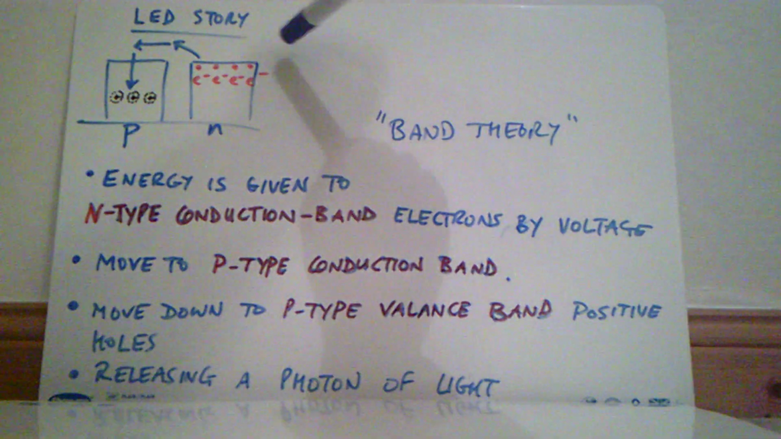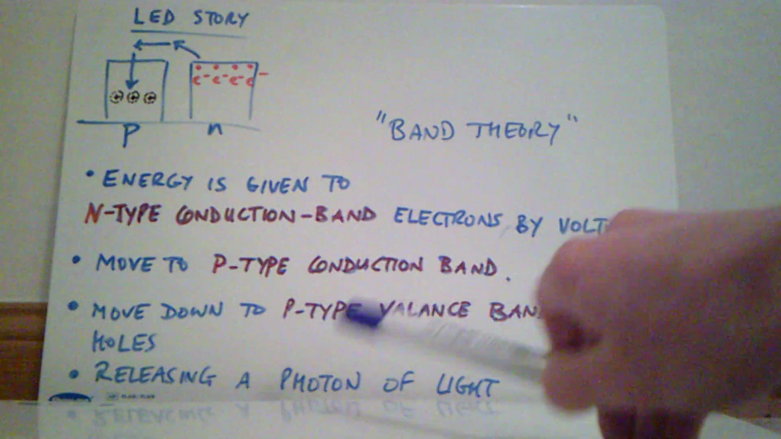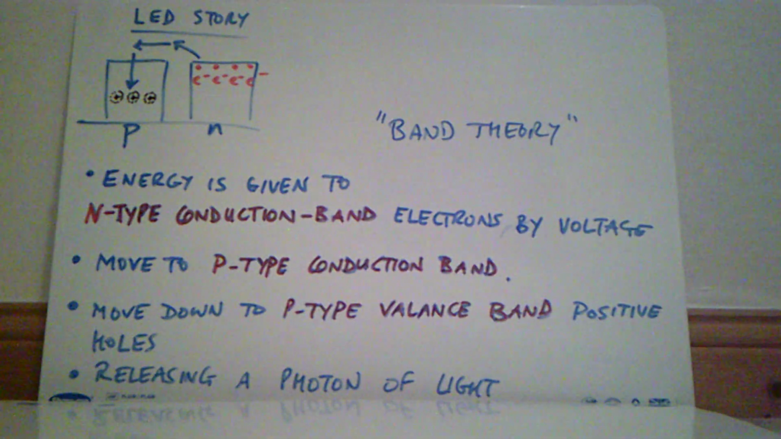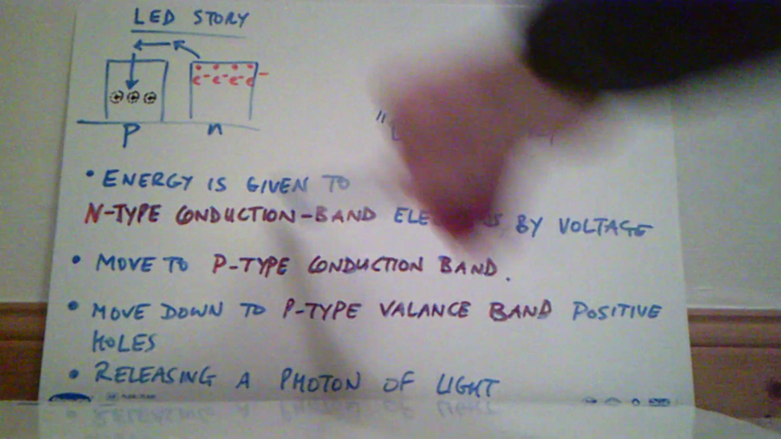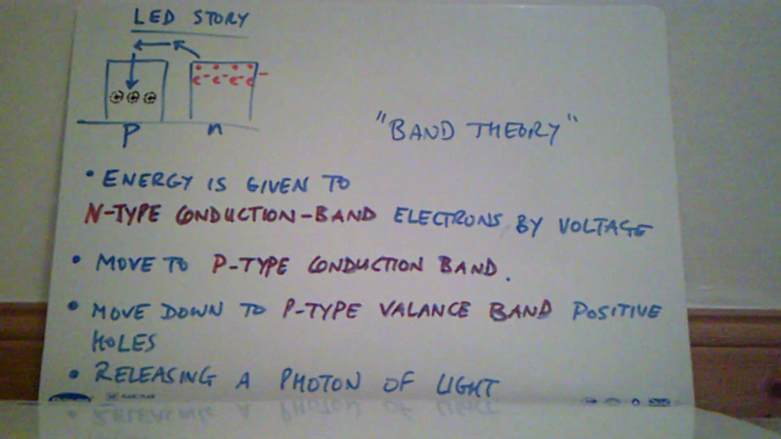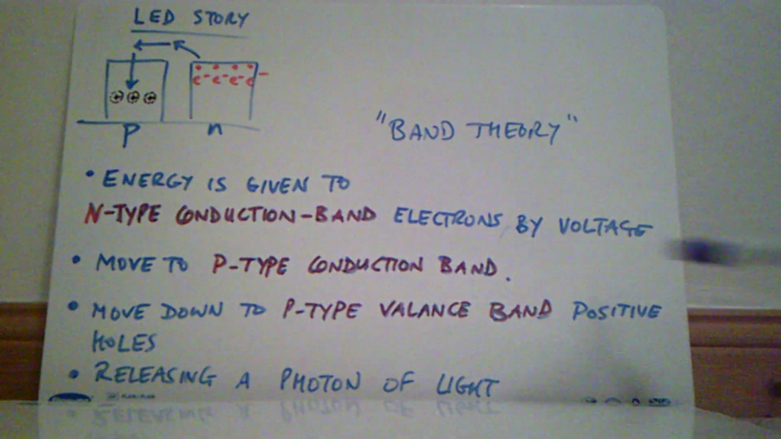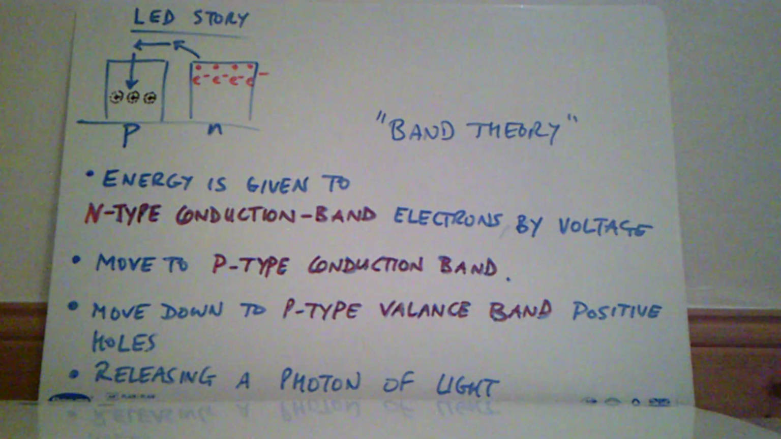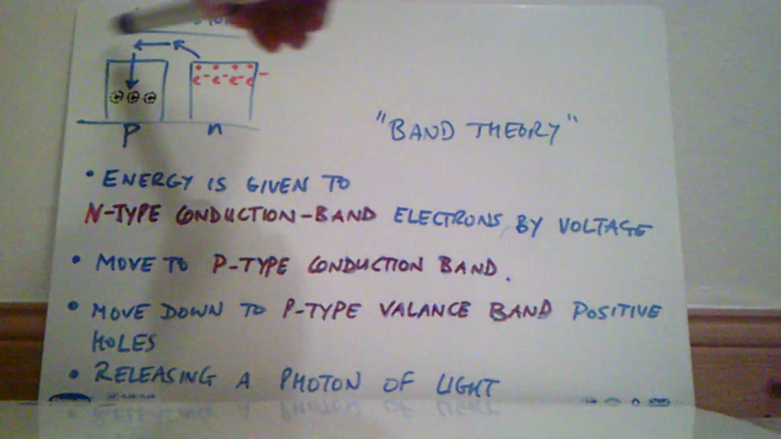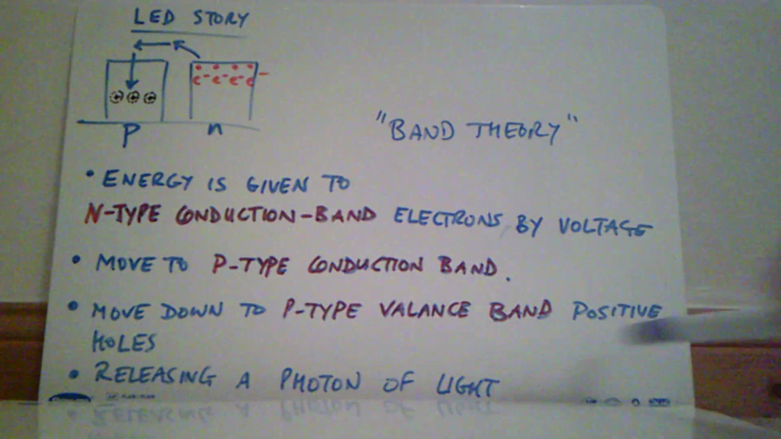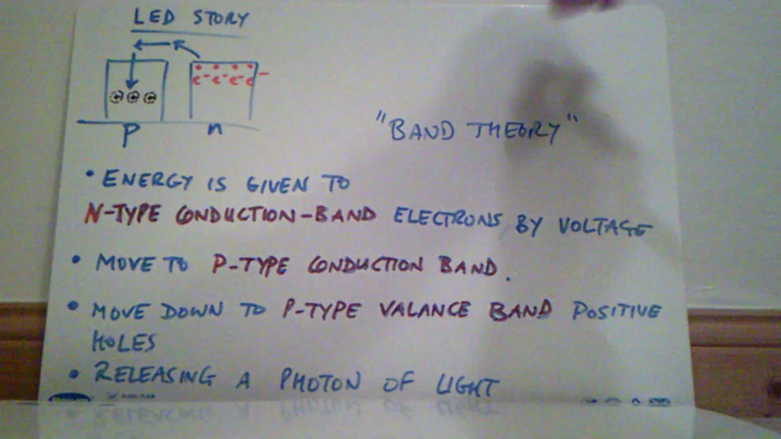So these extra electrons then move to the p-type. What band? Well, the conduction band of the p-type. What then happens? Well, the electrons move down to the p-type valence band, positive holes, releasing a photon of light. So the story is, where does the energy come from? Then talk about the journey of the electrons, making reference to the bands and whether it's n or p-type, and then say, well, so what? And the so what in this case is that a photon of light is released.